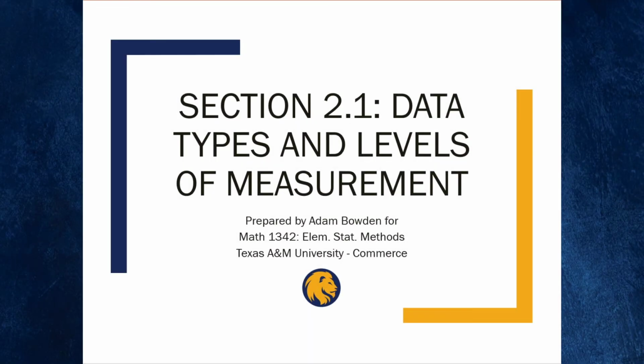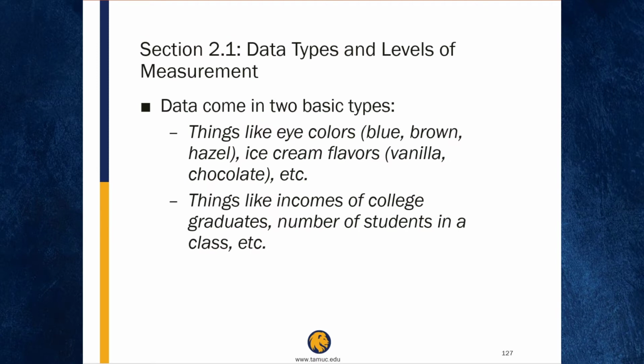In this next section, we're going to be moving on into some more particulars that are considered when doing statistical studies. Here, starting with different types of data and their levels of measurement. Data come in two basic types.